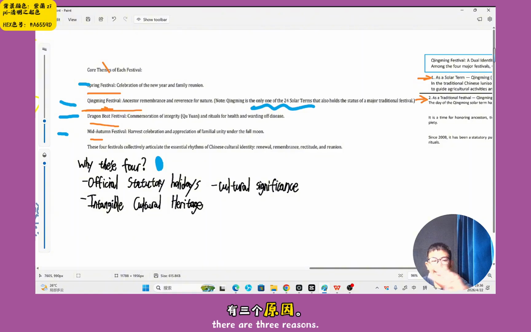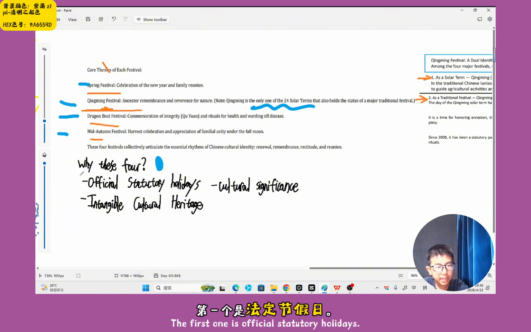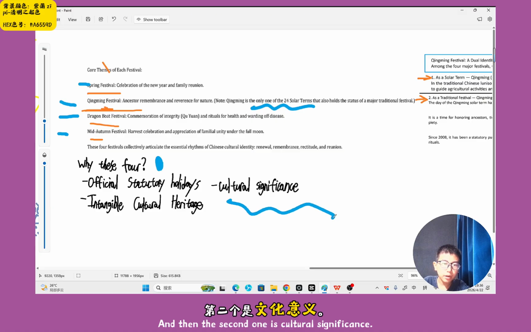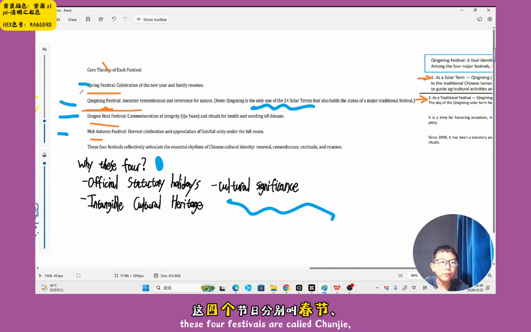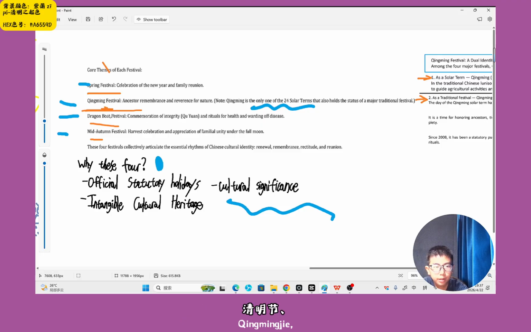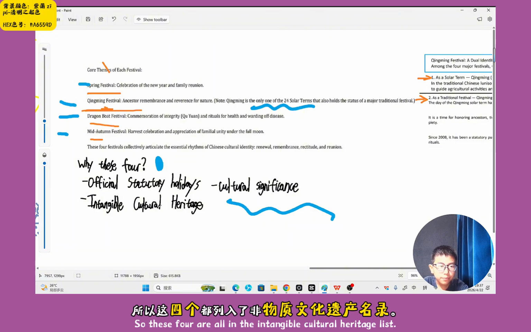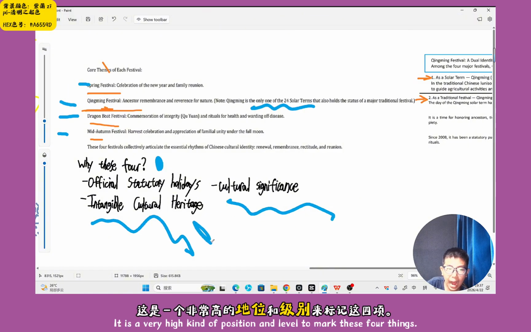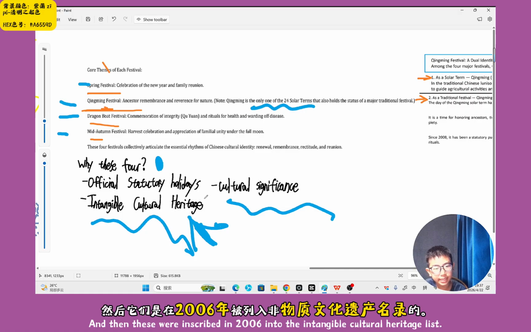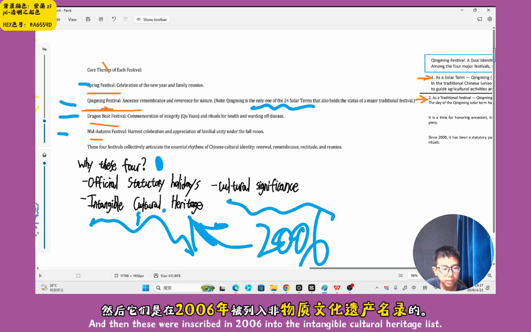Well, there are 3 things. The first one is the official statutory holidays, the second one is cultural significance, and the third one is the intangible cultural heritage. And by the way, these 4 festivals are called 春节、清明节、端午节 and 中秋节. So, these 4 are all in the intangible cultural heritage. 国家级非物质文化遗产 is a very high position and level to mark these 4 things. And these were inscribed in 2006 into the intangible cultural heritage.